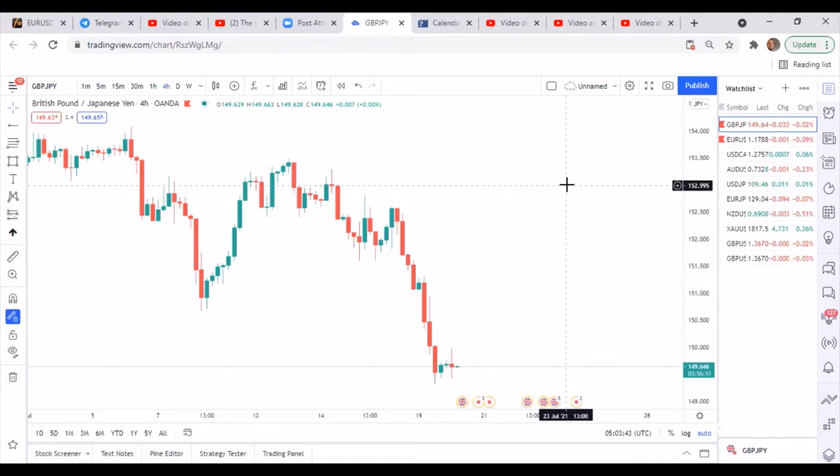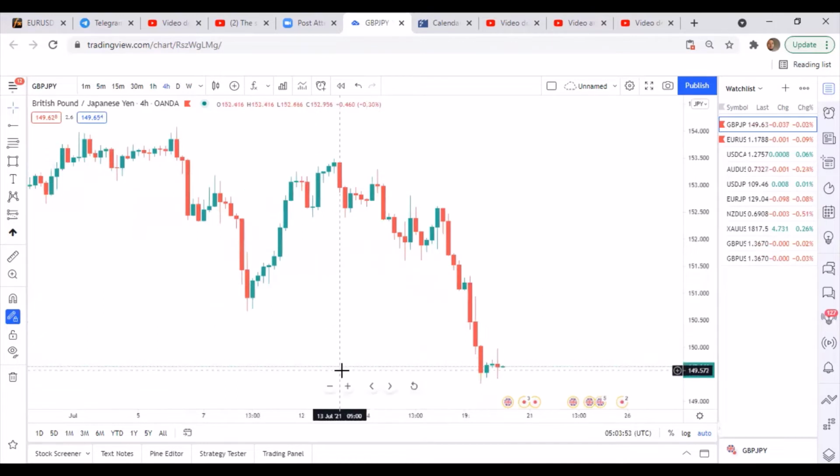So I'm going to take Monday's trade, yesterday's trade, as an example just to show you guys how you can get good entries. Now, first of all, when talking about entries, you need to select the time frame you enter your trades on.